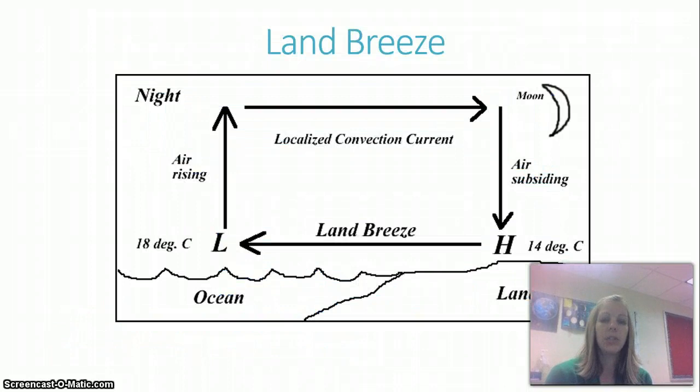Again, things that I want you to include in this diagram would be the ocean, the land. You need to have a moon up there. Draw any phase of the moon that you would like. And then you also need to show your convection current direction as well as where your high and your low pressure air is. So I hope this is all making sense to you, and I'll be checking your notes.